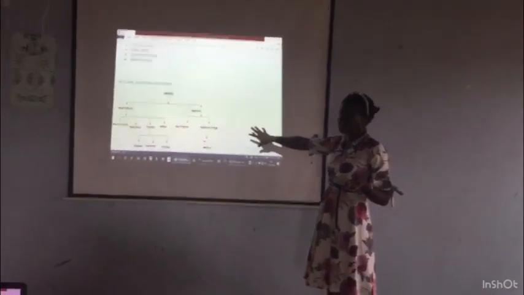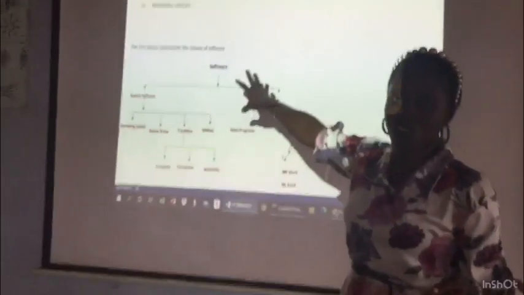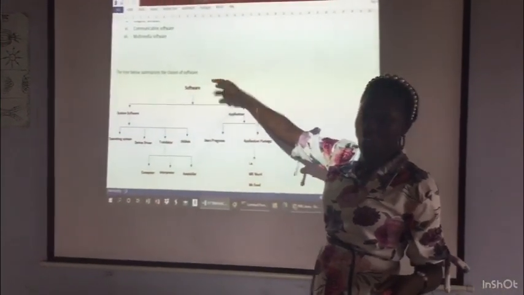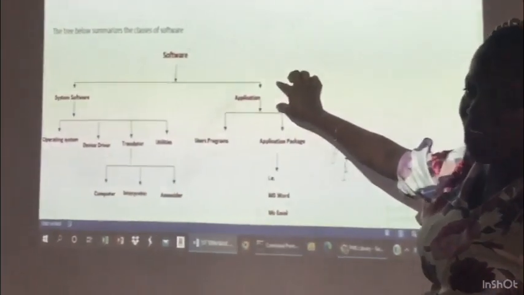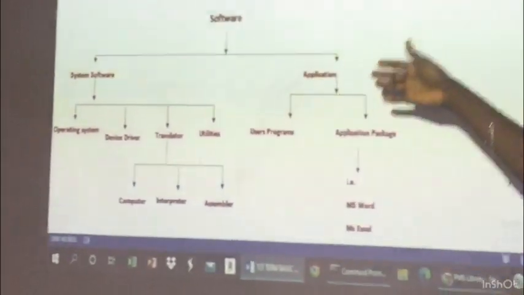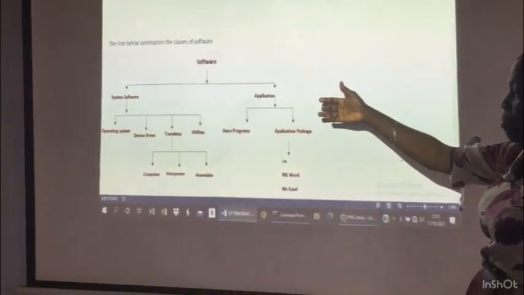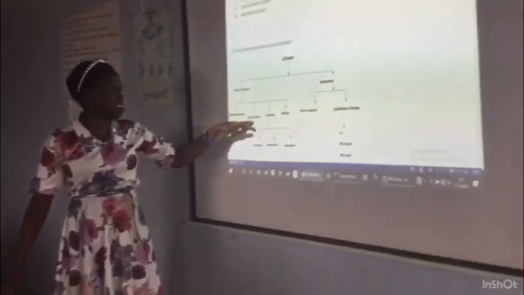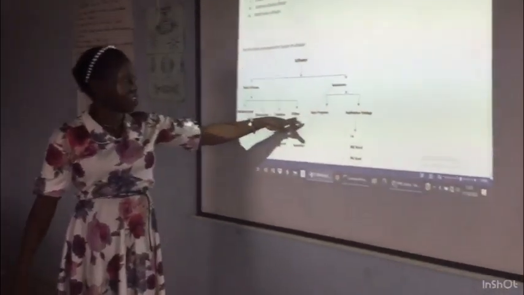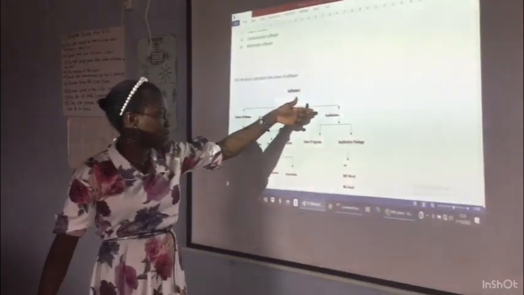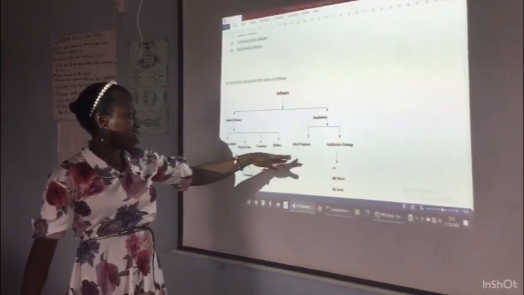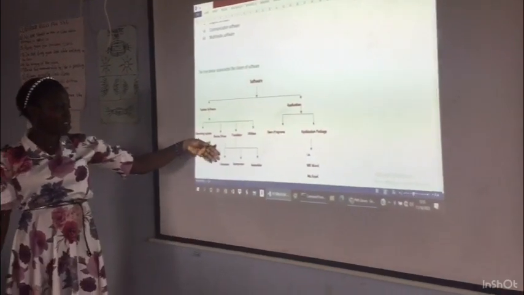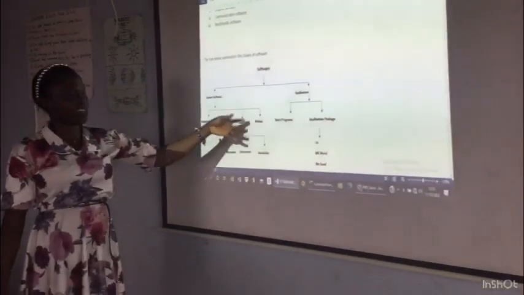As you can see on the screen, it's a table showing how the software is being designed. Like we mentioned, the software is divided into two different parts. The first one is the system software and the second one is the application software. Under the system software, you have the operating system, the device driver, the translator, and the utilities. Then under the translators, we have the compiler, the interpreter, and the assembler.